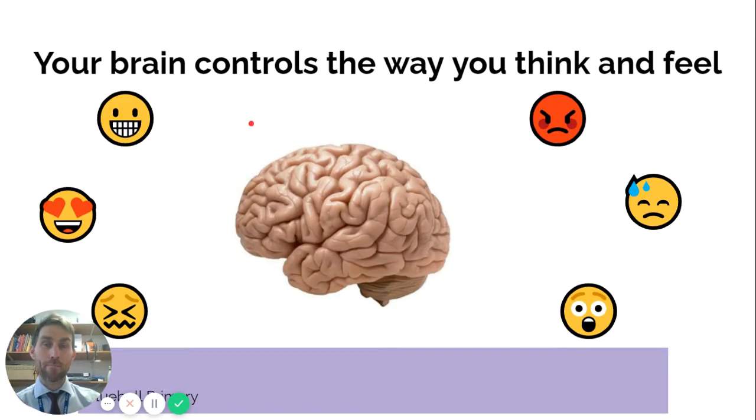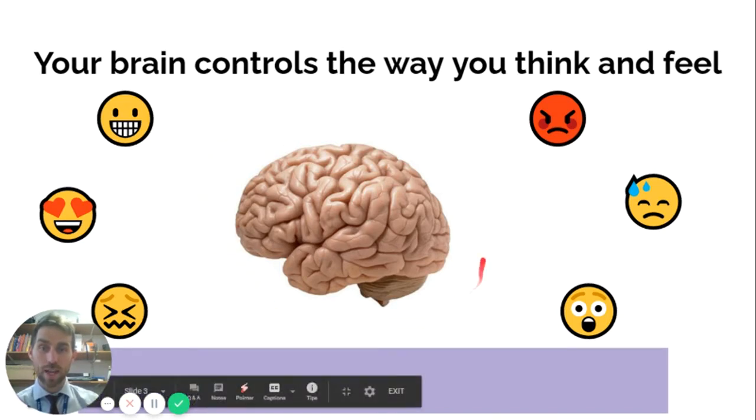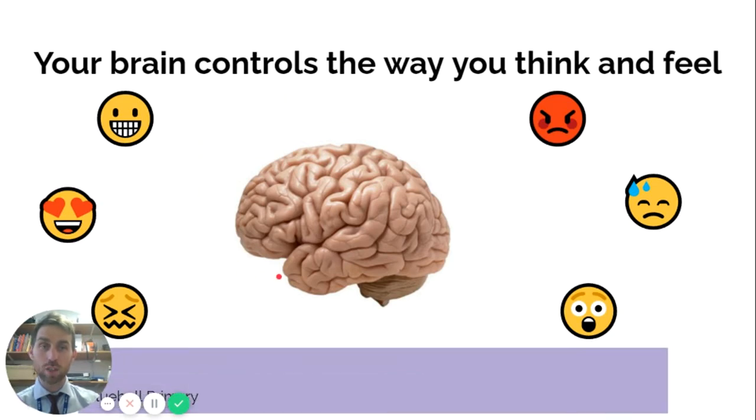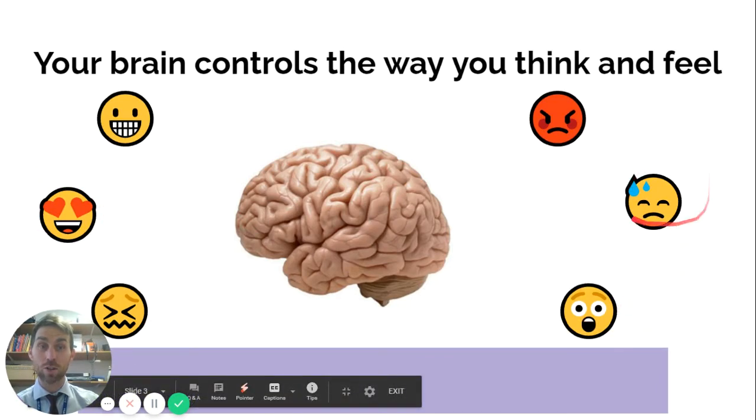You may remember that the brain controls the way you think and feel. So everything you think in your head, all the memories you've got, all the things you've learned in class over the years, is all in that disgusting looking thing that's in your skull. And it also controls the way you feel. So all the different emotions that you can see on here and many, many others are all controlled inside this thing.